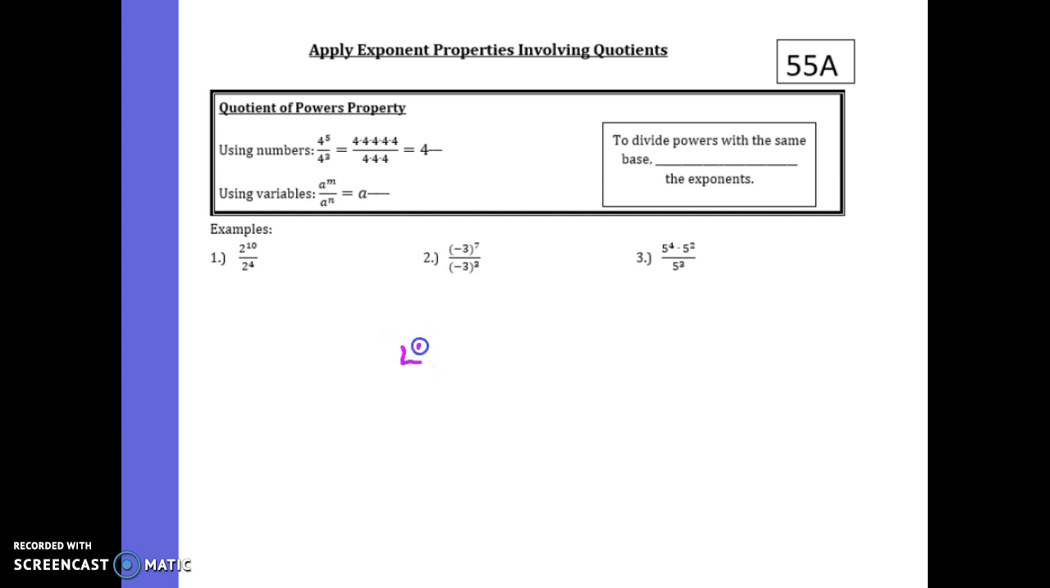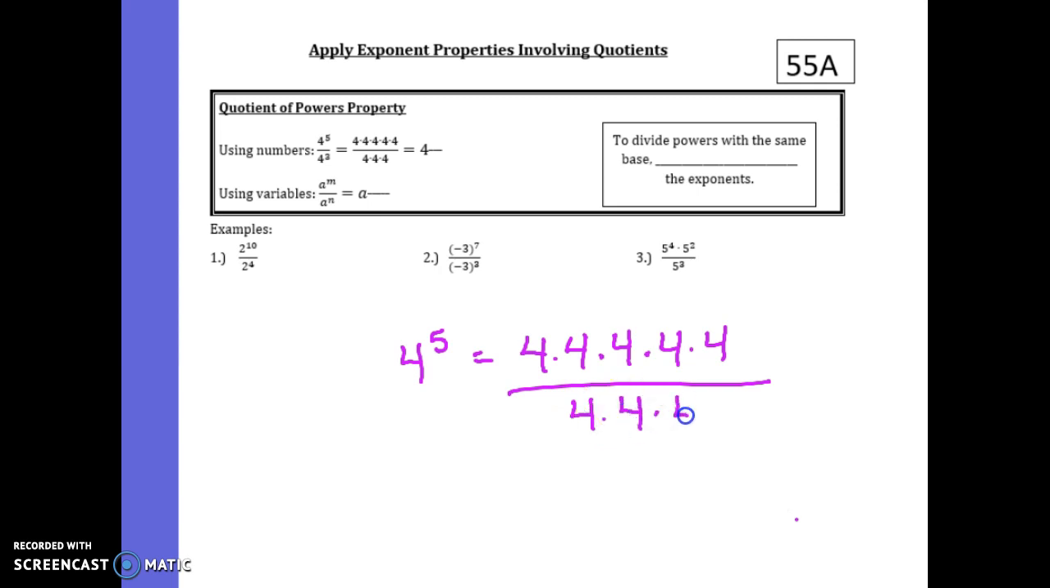If I had 4 to the 5th, 4 to the 5th is equal to 4 times 4 times 4 times 4 times 4 divided by 4 to the 3rd. If you notice, we could cancel these out, those three 4's would cancel out because 4 divided by 4 is 1. We're left with, in the numerator, 4 to the 2nd power, which is 16. So 4 to the 5th divided by 4 to the 3rd would be 4 squared.